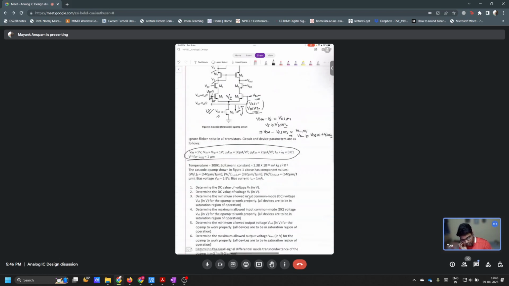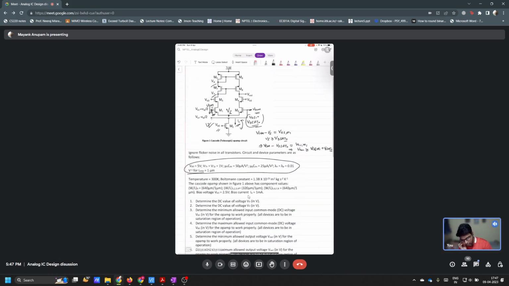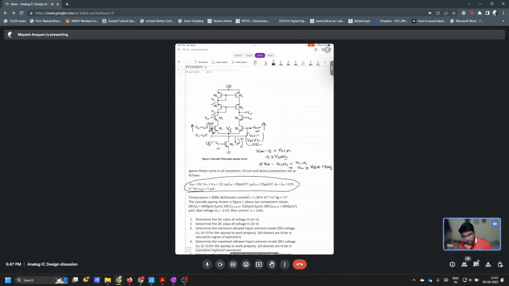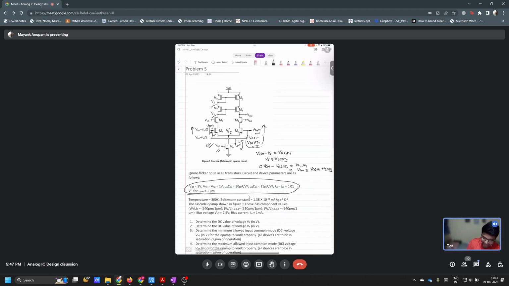This is good. So what is the maximum value that VCM can go? When I ask what is the maximum or minimum, don't shoot the answers, please. Tell the procedure. I do not require the answers, I only require the procedure. M2 should be in saturation, sir. That's the VCM condition.